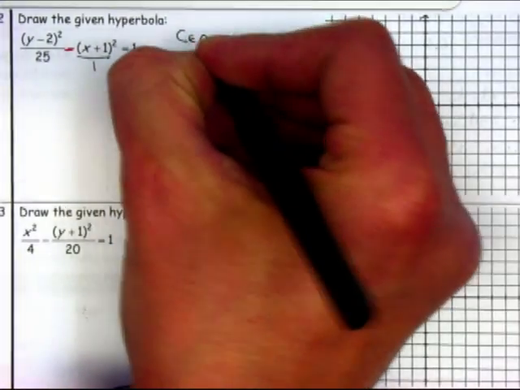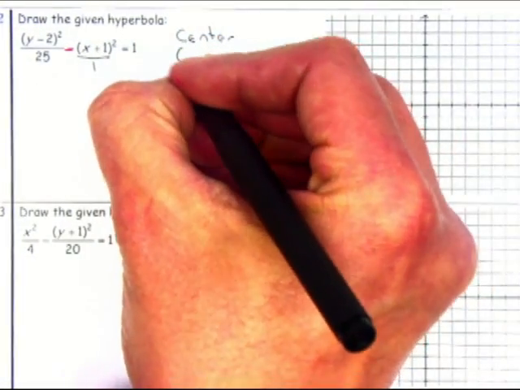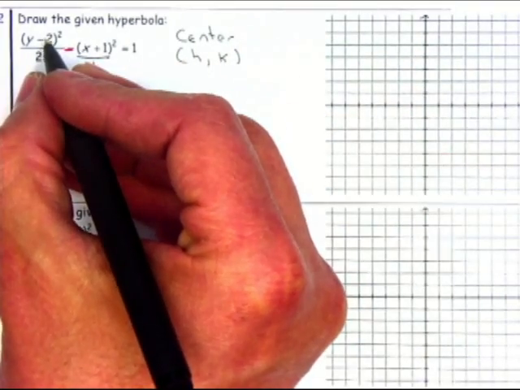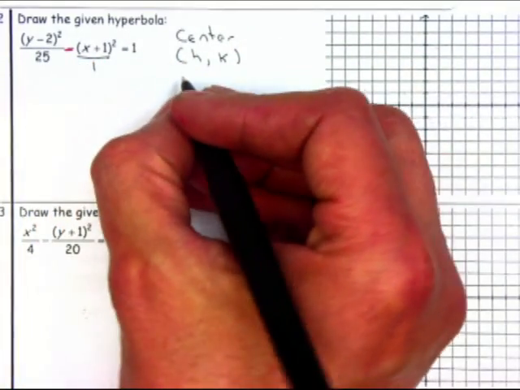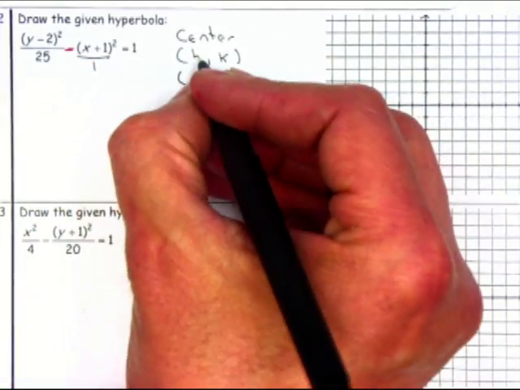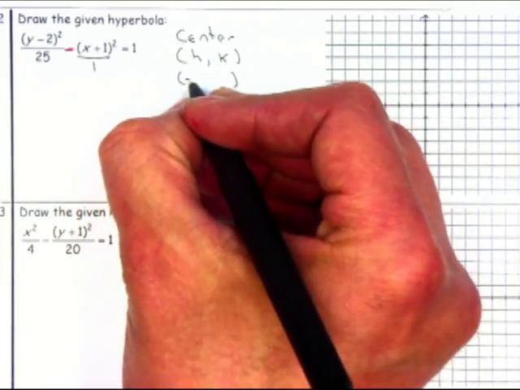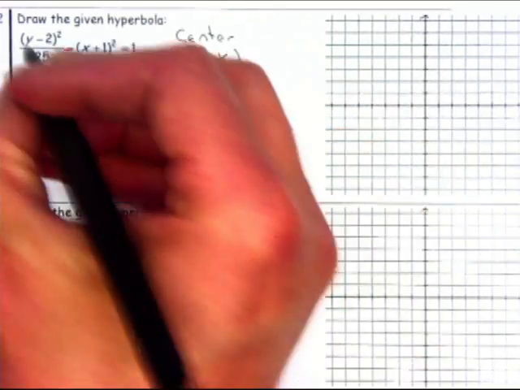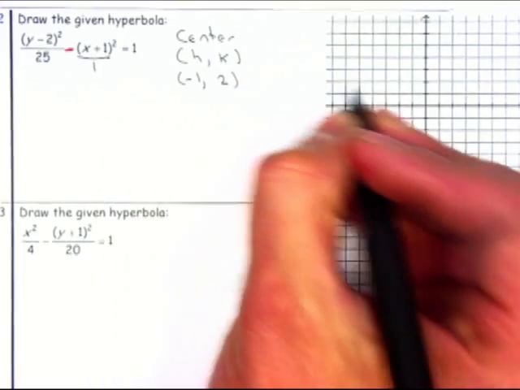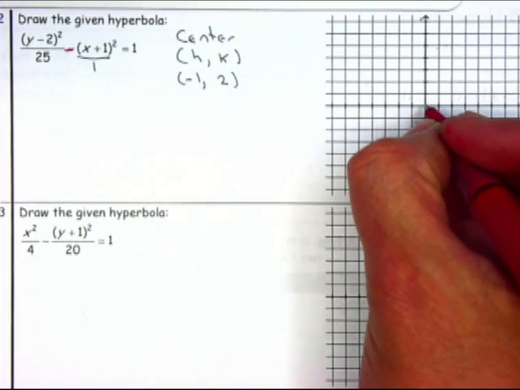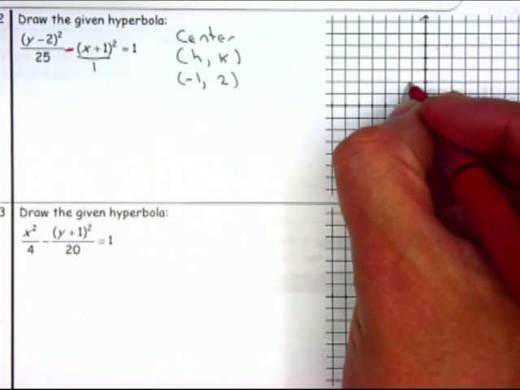Now since it's already in standard form, the first thing is to be able to find the center. Now remember, your center is your h and your k. This is a -2. Remember, it's always the opposite. And actually, we want the h first, which is the one with the x, so that's -1. Your k will be +2. That is your center of the hyperbola, -1 and up 2, and label it with a C.